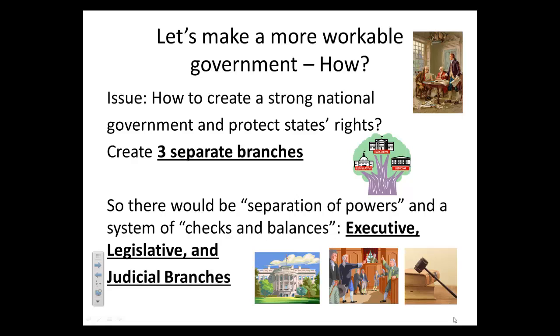So the 3 branches are the executive branch, which is the president and his cabinet, who we vote for every 4 years. The judicial branch is made of the Supreme Court, which makes sure all the laws are constitutional. And the 3rd branch is the legislative, which is made up of elected officials from each state sent to Washington, D.C. to argue for laws that would help each of the states.